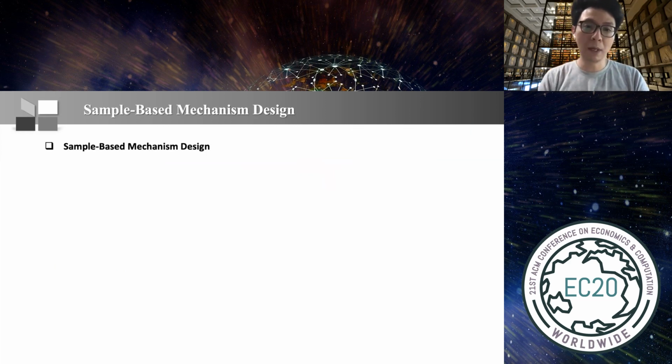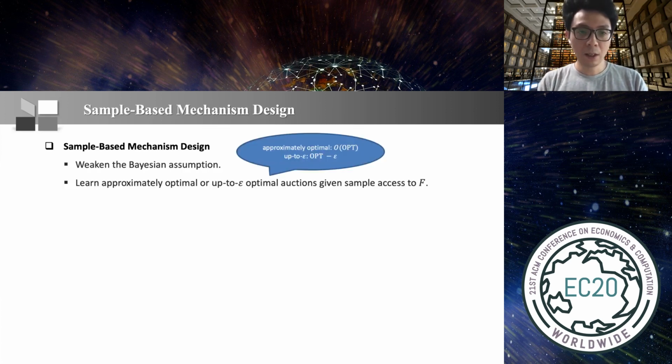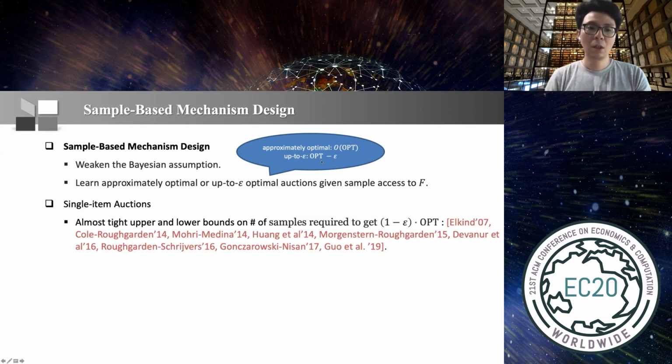This is what I call sample-based mechanism design. The goal here is, given sample access to distribution F, learn an approximately optimal or up to epsilon optimal auction. By approximately optimal, I mean you can get a multiplicative approximation to the optimal revenue, and up to epsilon means you have an additive epsilon error. In the single item setting, where Myerson's characterization applies, we understand the problem very well. We have almost matching upper and lower bounds on the sample complexity to get 1 minus epsilon of the optimal revenue.